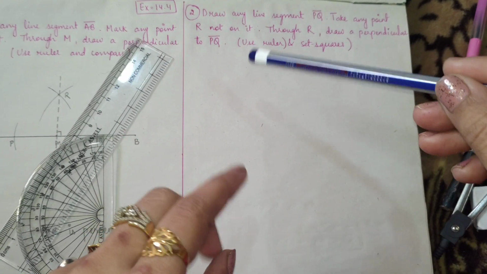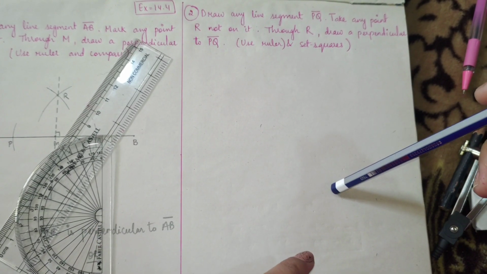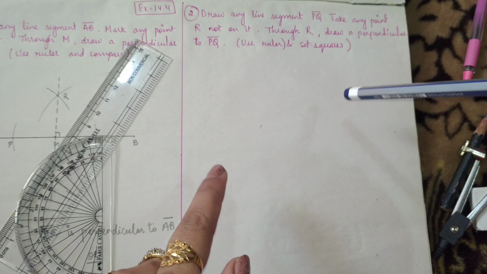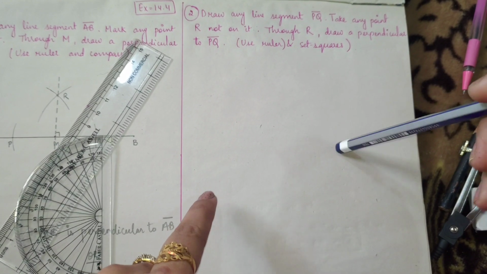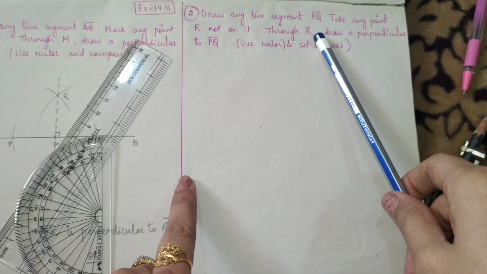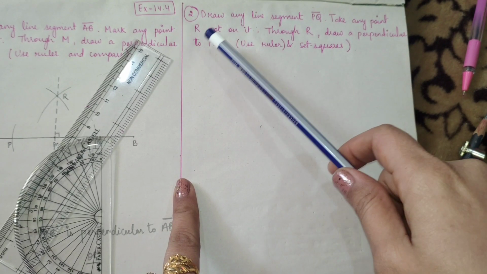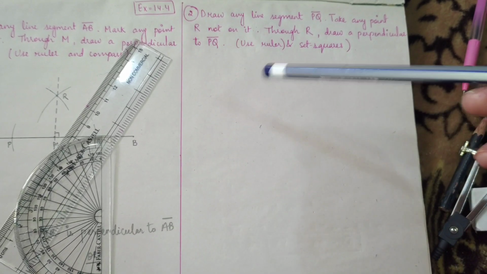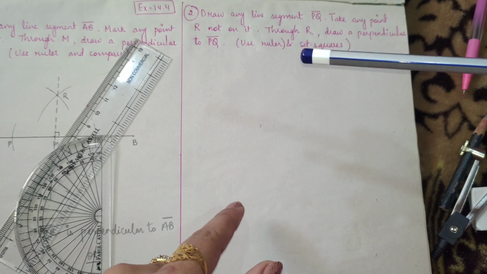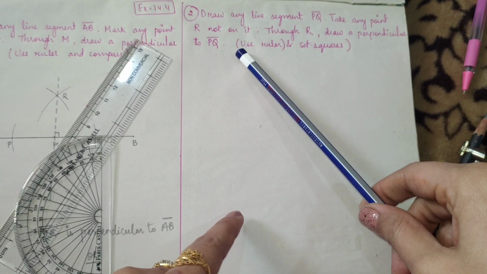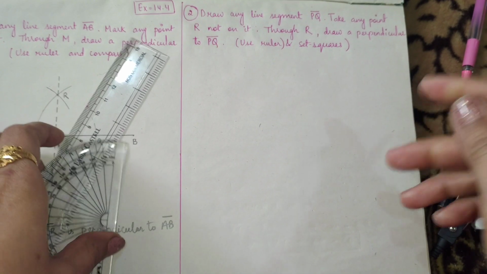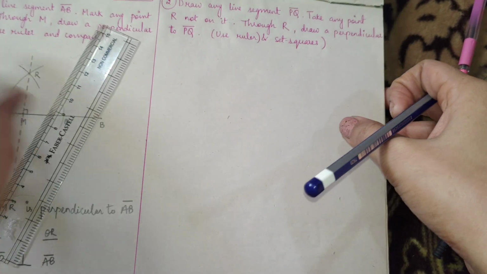In the first question, we were taking point M on the line segment AB. In this question, you will draw a line segment first and then take a point R, but that shouldn't be on the line segment. Then through R, draw a perpendicular to PQ. This exercise is all about drawing perpendicular to the given line, but there are different methods that we'll be using. And here you will not use your compass, but you'll use set squares.